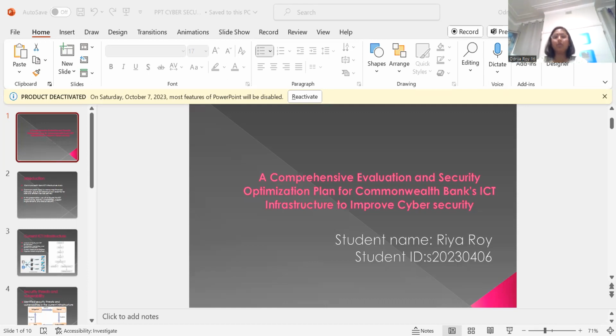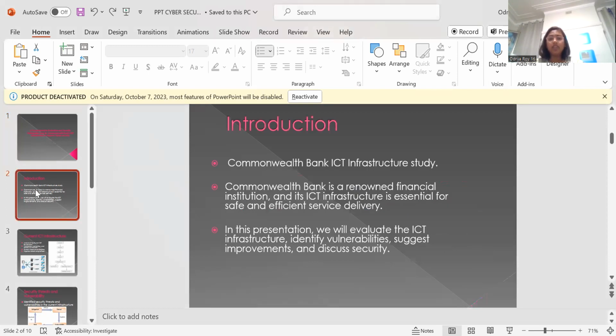This is Riara. Today I am going to present a comprehensive evaluation and security optimization plan for Commonwealth Bank's ICT infrastructure, to show how to improve cyber security. Commonwealth Bank is significant within the banking sector, and the company must take precautions to safeguard customer information, financial assets and other sensitive data in order to keep customers satisfied and meet regulatory requirements. In this presentation, we will evaluate the ICT infrastructure, identify vulnerabilities, suggest improvements and discuss security.